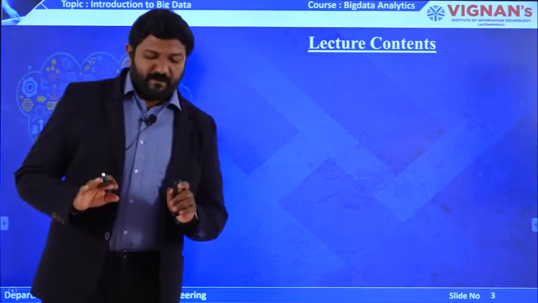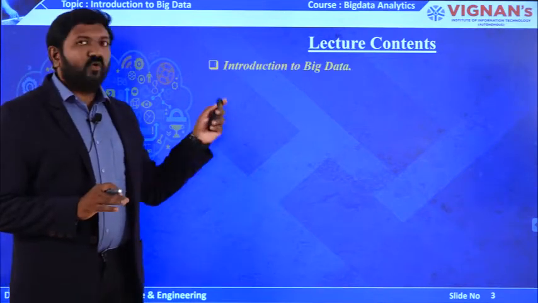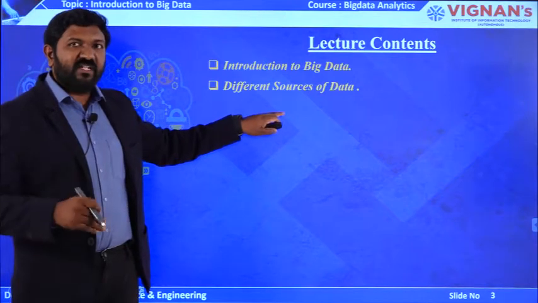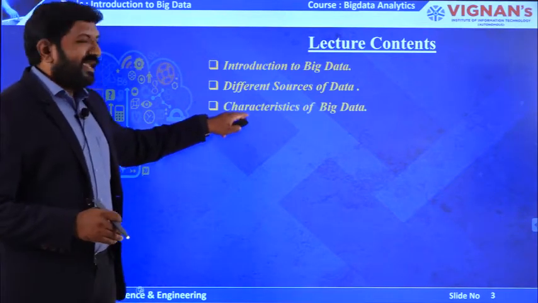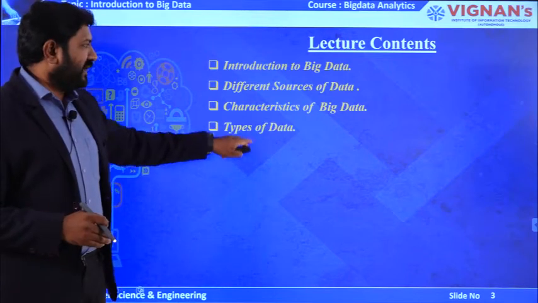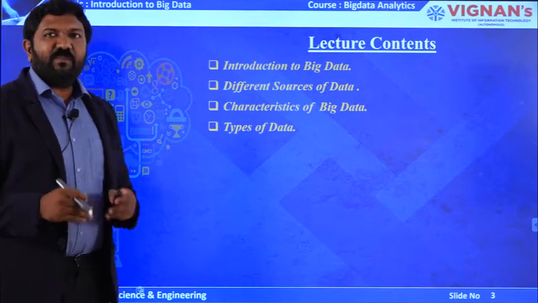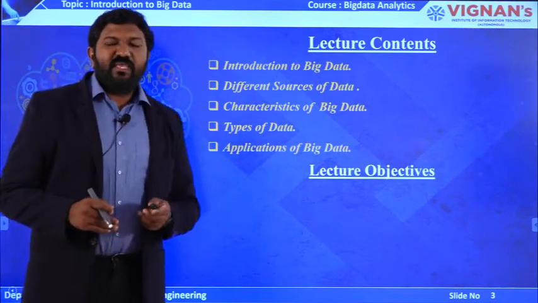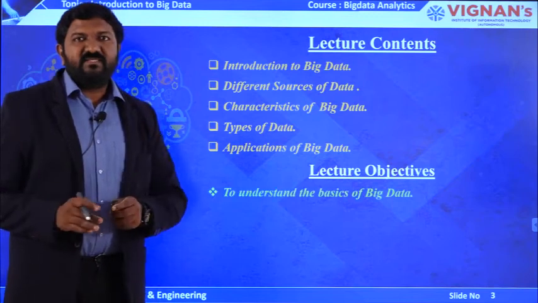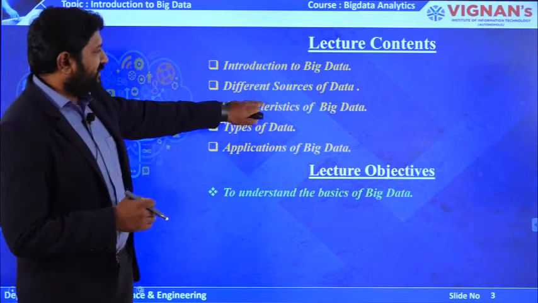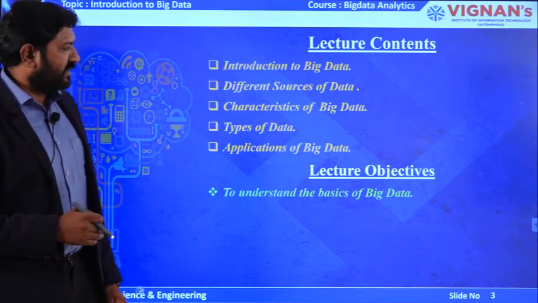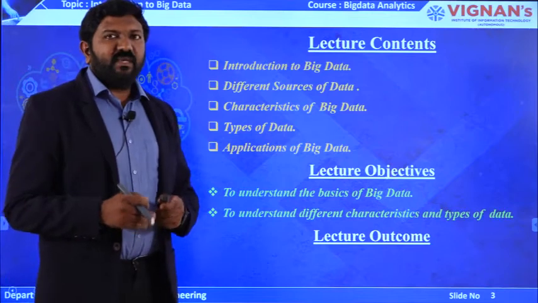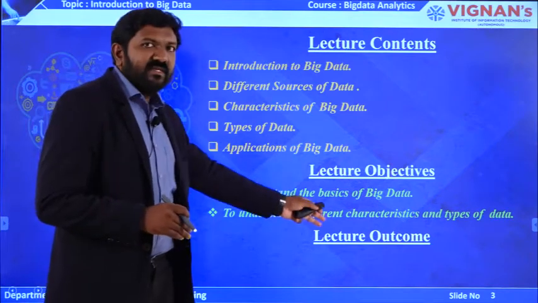Today's lecture content, in the part of the introduction, will cover the different sources from where big data is being generated, the different characteristics of big data, the different types of data that are available, and finally the applications of big data. The objectives: the student will be able to understand what exactly big data is, and easily understand its characteristics as well as the different types of big data. And finally, the outcome: after completing this lecture, the student will be able to understand the objectives successfully.